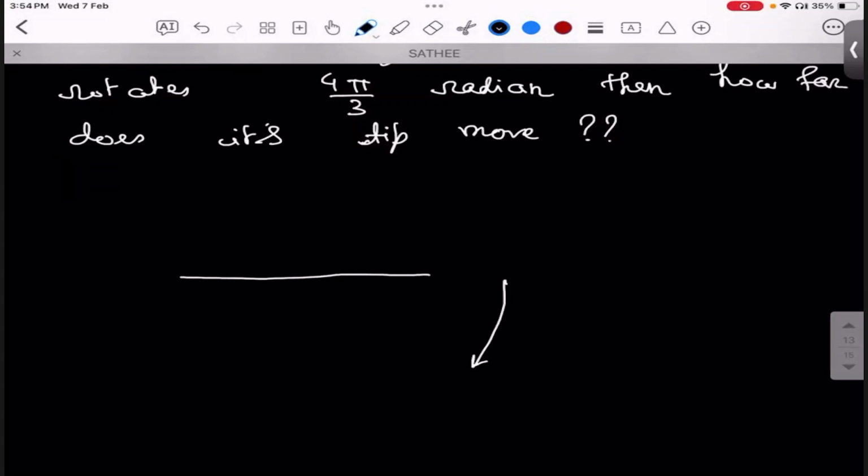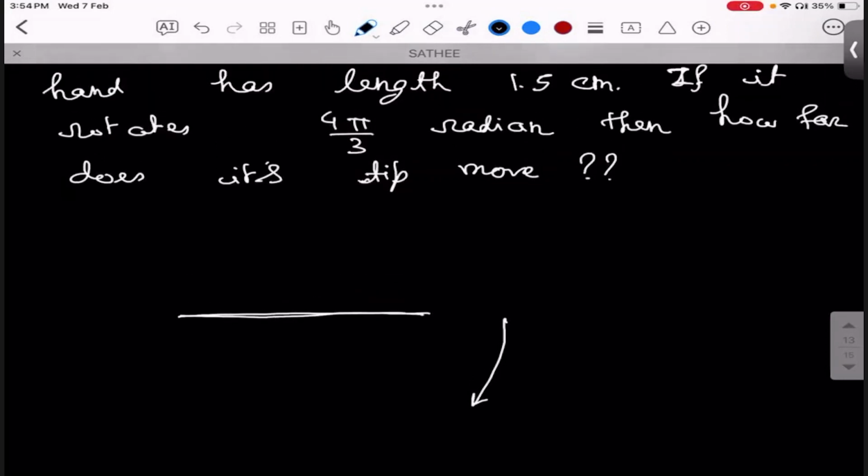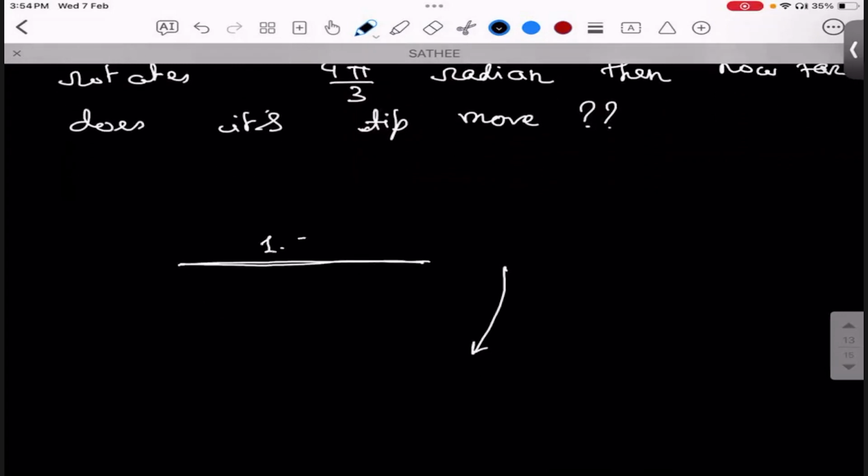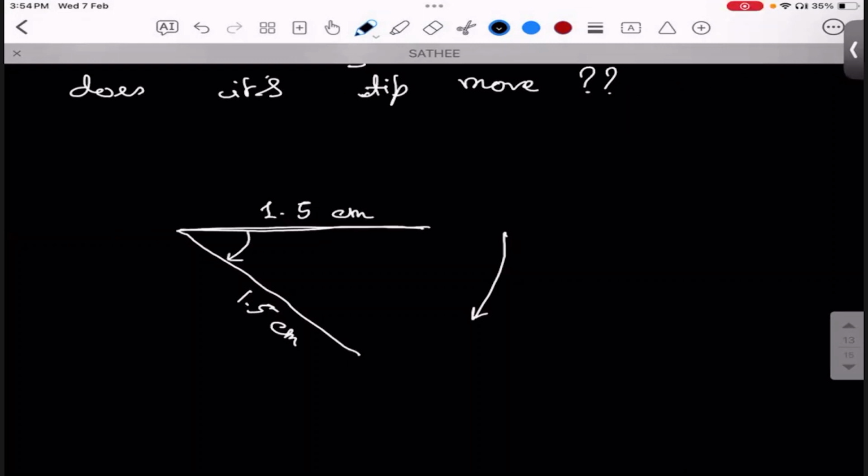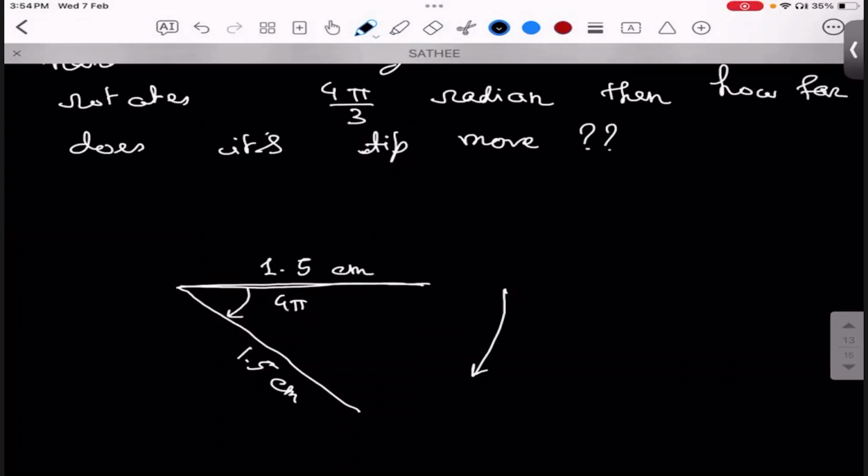So this is suppose the previous position of the minute hand, which has length 1.5 centimeter, and after a certain time it went to this position. The length of the hand will not change, because a watch has a fixed hand and it always remains unchanged. It doesn't change its length with time. So this is the angle between them, and this is called 4 pi by 3 radian.